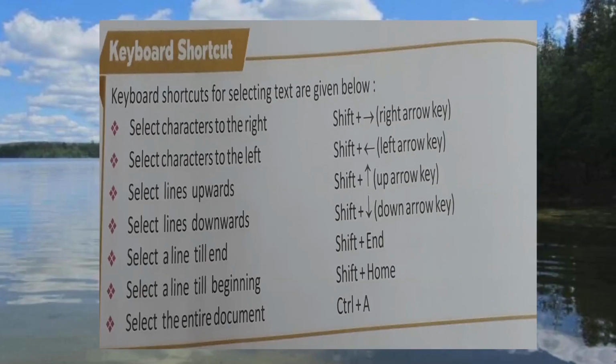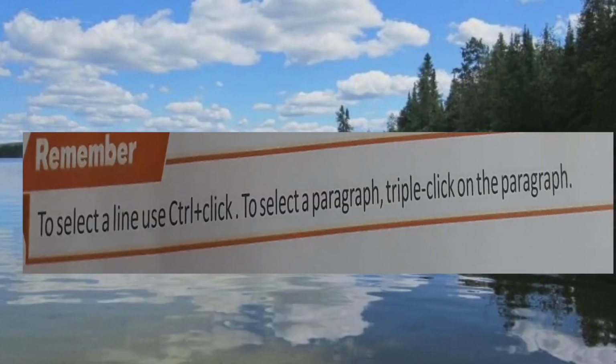To select characters to the right, Shift plus right arrow key. To select characters to the left, Shift plus left arrow key. To select lines upwards, Shift plus up arrow key. To select lines downwards, Shift plus down arrow key. Select a line till end, Shift plus end. Select a line till beginning, Shift plus home. Select the entire document, Ctrl plus A. To select a line, use Ctrl plus click. To select a paragraph, triple click on the paragraph.